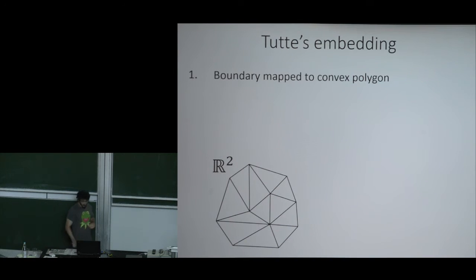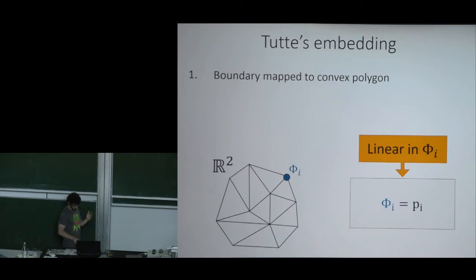So, Tutte, I think in 1961, gave probably the first embedding algorithm, I'm not sure. And he just gave a simple set of rules to embed a graph. First, we require that each boundary vertex of the graph is mapped to a vertex of a convex polygon in the plane. And just this can be enforced using a simple linear equation. You require that phi_i is mapped to some point p_i, which is pre-designated. And again, this equation is linear in phi.